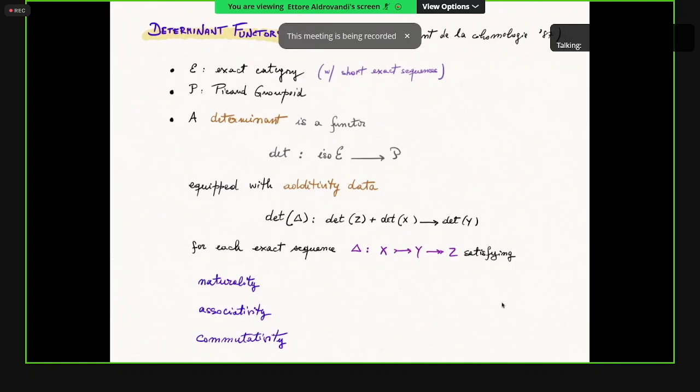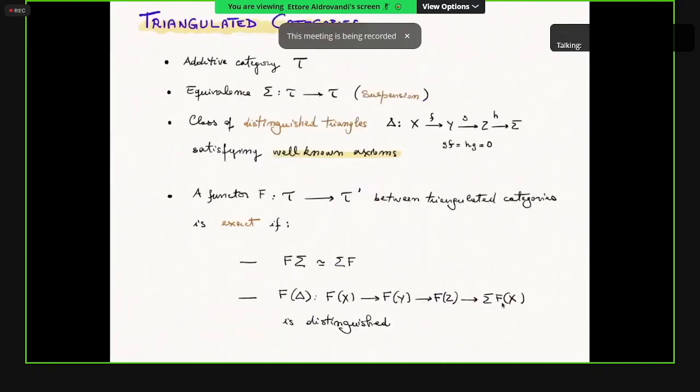equipped with additivity data that essentially say that whenever you give me a short exact sequence, then you have this morphism in the Picard groupoid. And then, of course, this is subject to a number of conditions that I will explain later in the context that is the subject of this talk. So there are requirements of naturality, associativity, and commutativity, and we'll see what they mean directly for triangulated categories.